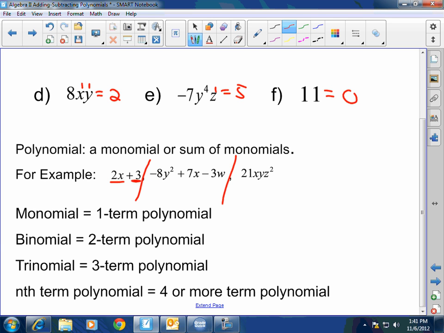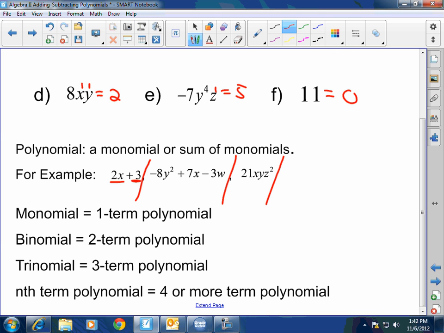This is negative 8y squared plus 7x minus 3w. Those are three monomials being combined together via addition, and that is a polynomial, a three-term polynomial. This 21xyz squared, that's a polynomial, but it's just a one-term polynomial. How do you know it's a one-term polynomial? Because there are no plus or minus signs in between. So that makes sense, guys.